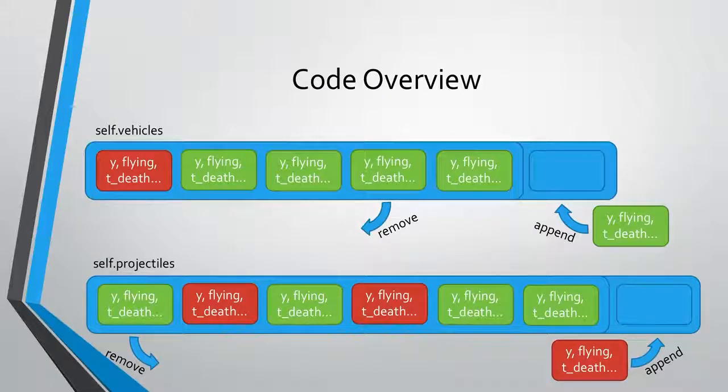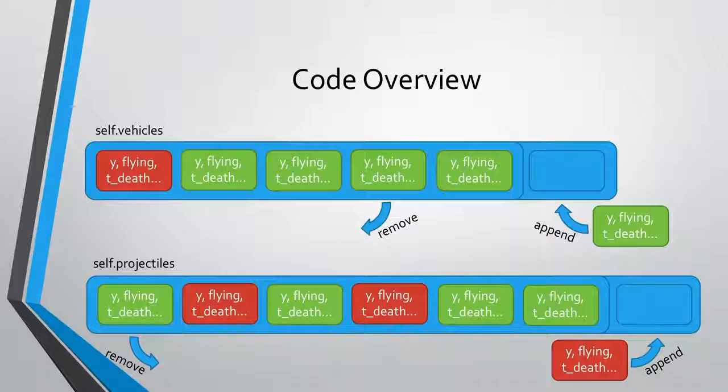So the overview, or the base of the code, the backbone, is the addition and subtraction of objects from two arrays, the self.vehicles array and the self.projectiles array. So throughout this code, at any step, whether it's the integration step or the collision detection step, any of these steps will iterate through these two arrays and check or operate on anything inside of them.